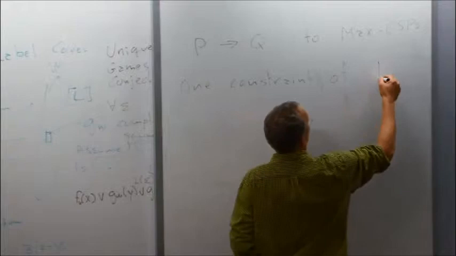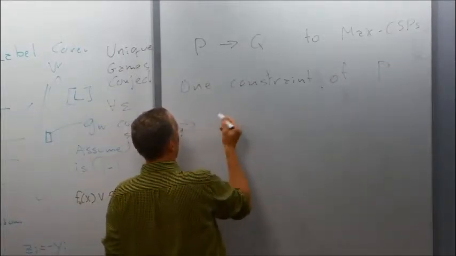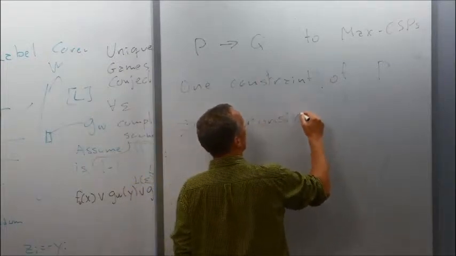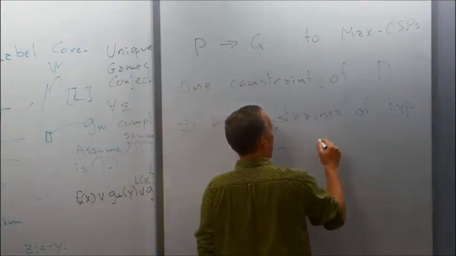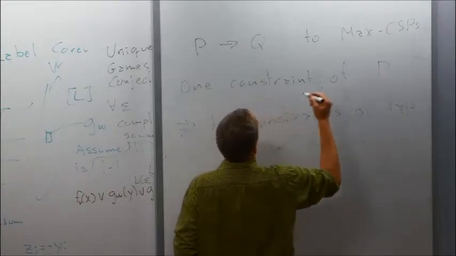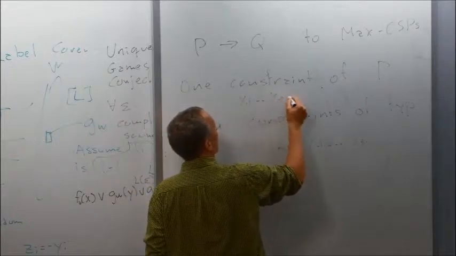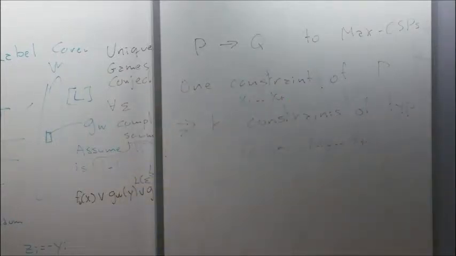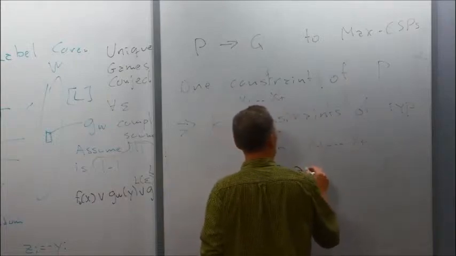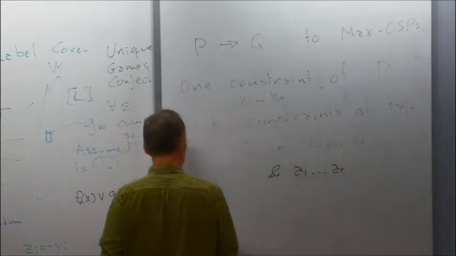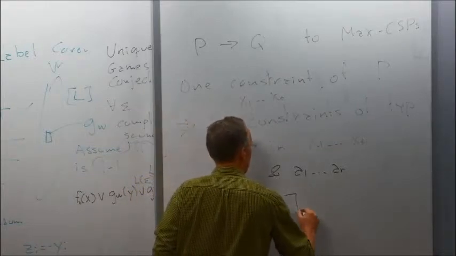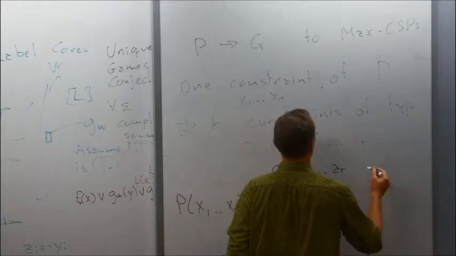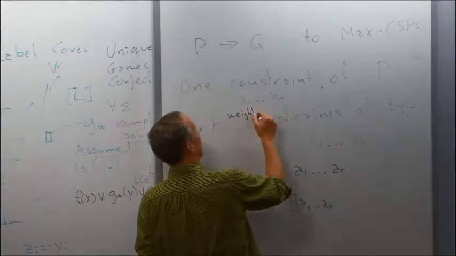So let's try to be formal. We take one constraint of type P, and we make K constraints of type Q, and I might even assume weighted constraints here.